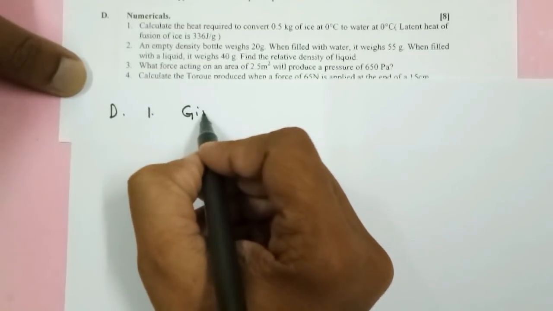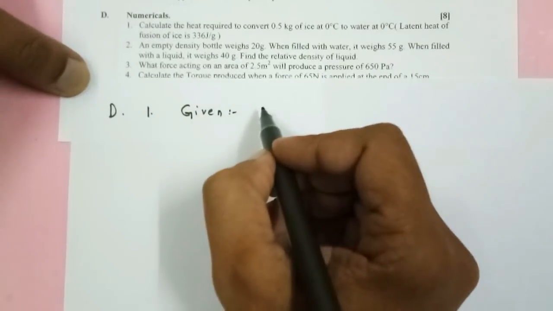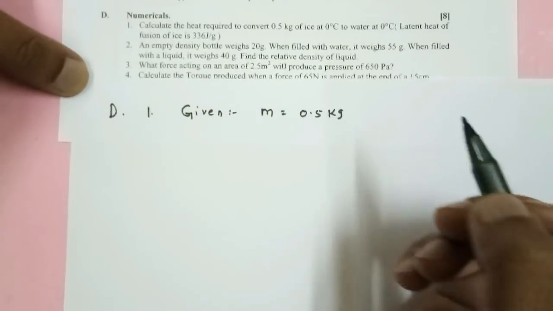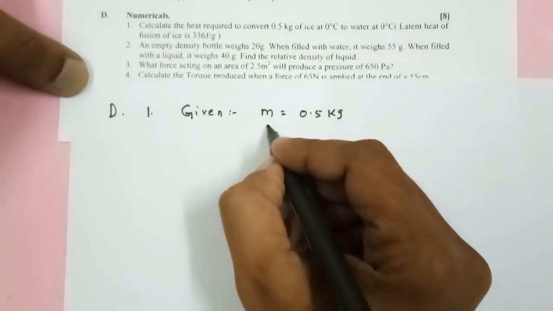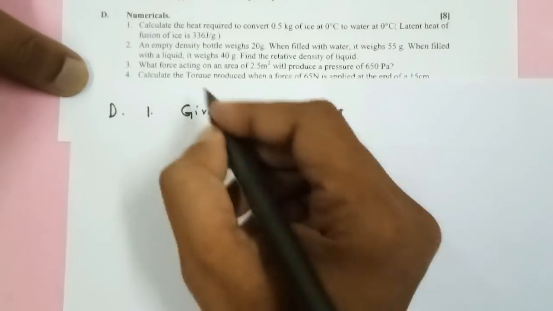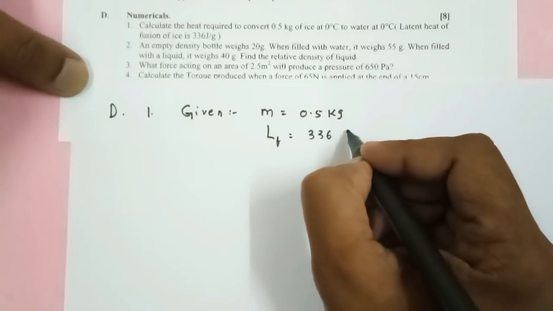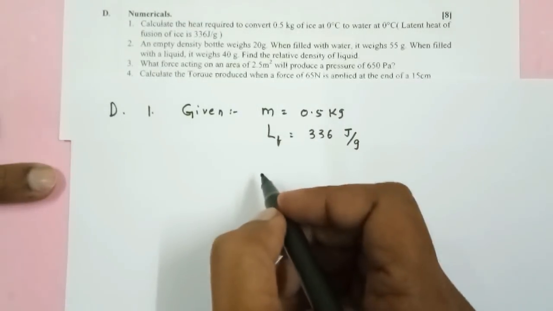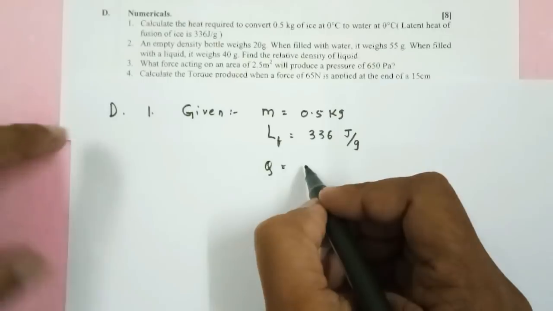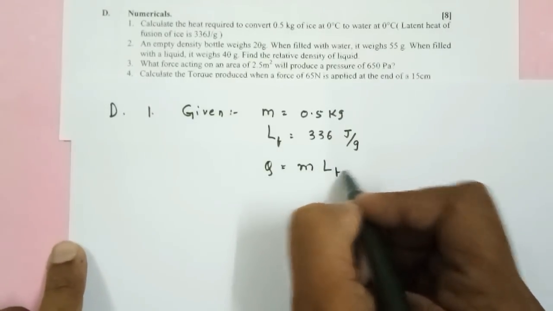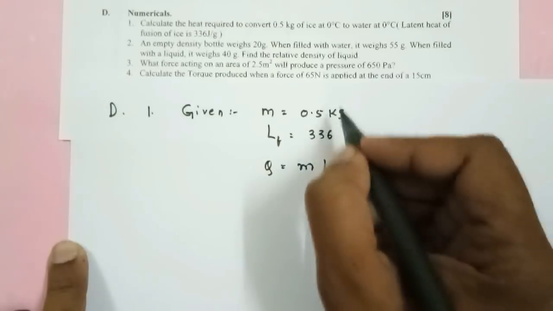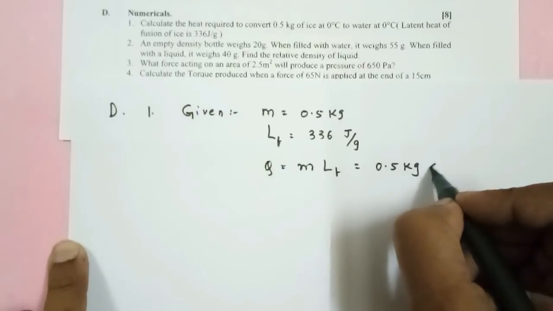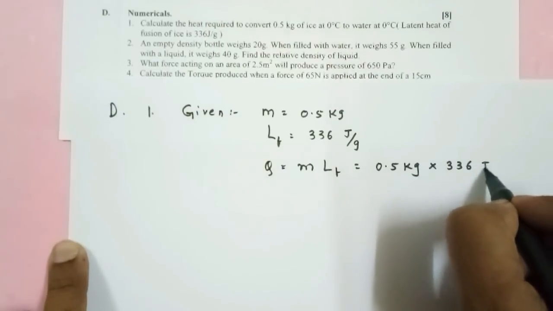First of all, I will write down what is given to me. I am given the mass as 0.5 kilogram. Then I am given the latent heat of fusion for ice, that is 336 joule per gram. Now I will apply the formula Q is equal to mL. Instead of mass, I am going to substitute 0.5 kilogram, and this is 336 joule per gram.